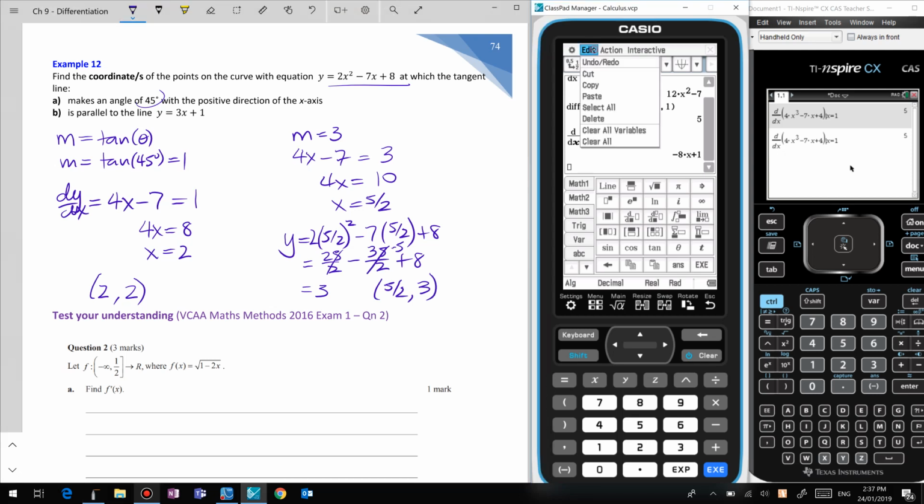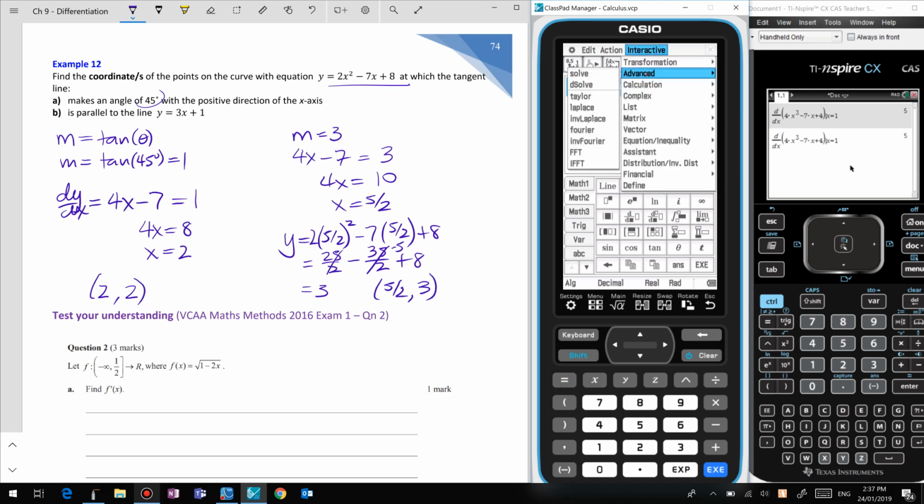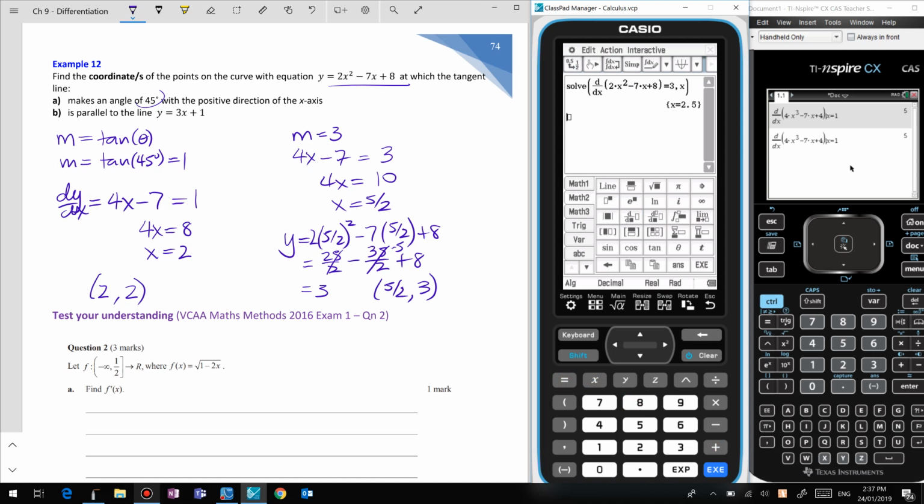And we know we can do that in our CAS. So if I've got 2x squared minus 7x plus 8, we want to find when the gradient of that, the derivative d/dx, is equal to 3. We want to solve for x. Okay, so x equals 2.5, and then we can just grab that value, bring it down here, and say given x equals 2.5 to find out what our y value is, which is 3.